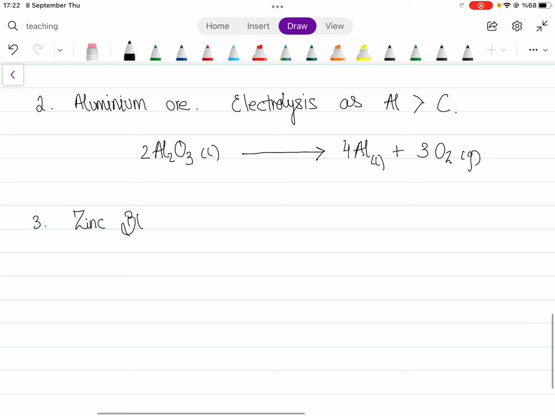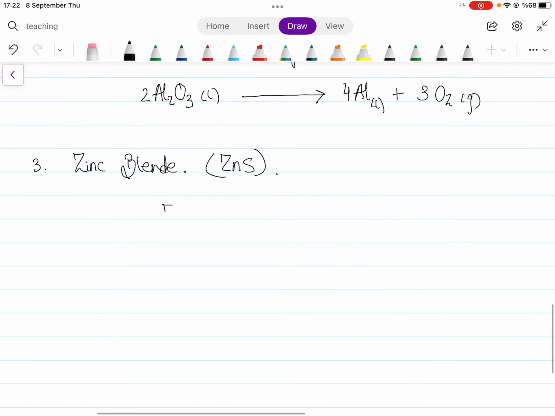This is mainly zinc sulfide basically. This has some steps. Okay, so you first roast it in air and then give zinc oxide and sulfur dioxide, and then that is further reduced. So there are 2 methods. First you have zinc sulfide and you're going to react it with oxygen to form zinc oxide and sulfur dioxide. So 2, 2, 3, 2.